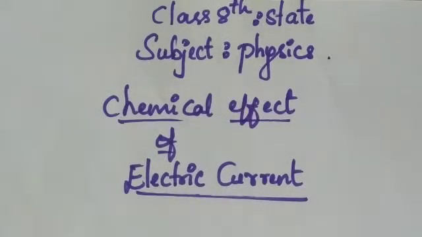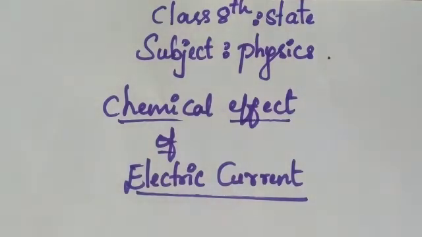Hello everyone. Today under physics we are going to start the new chapter, that is chemical effect of electric current. Previously we discussed the chapter on light. Now we are going to start with the new one, chemical effect of electric current. There are different effects of electric current, and one of them is the magnetic effect of electric current.